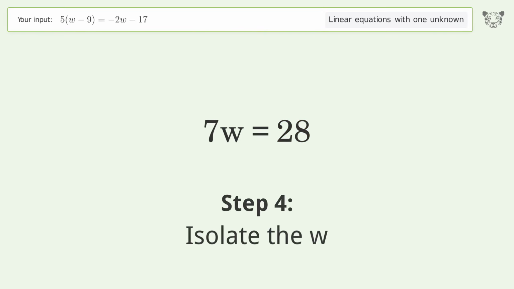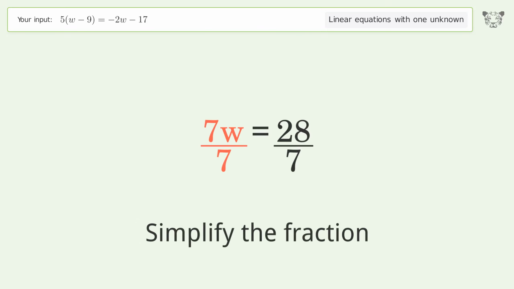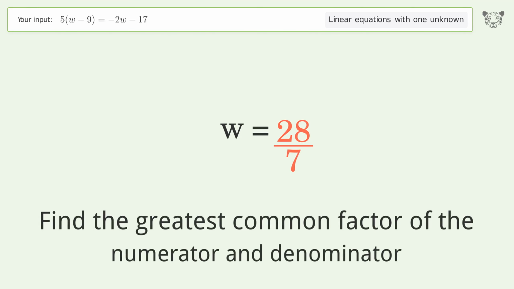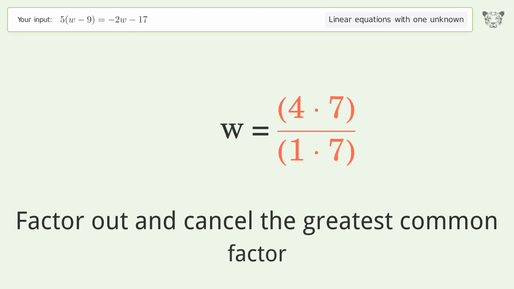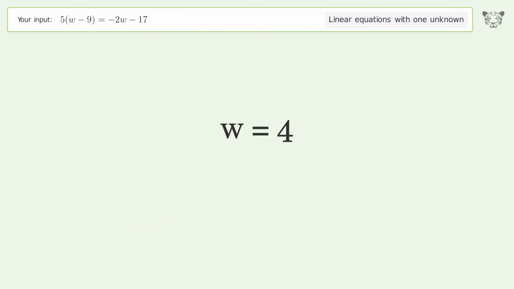Isolate the w. Divide both sides by 7. Simplify the fraction. Find the greatest common factor of the numerator and denominator. Factor out and cancel the greatest common factor. And so the final result is w equals 4.